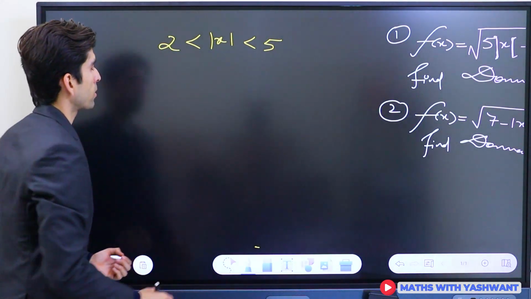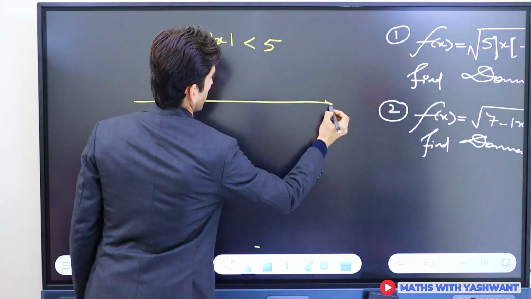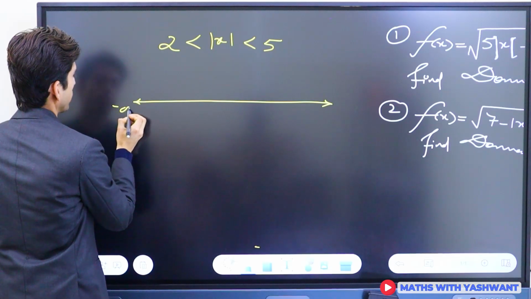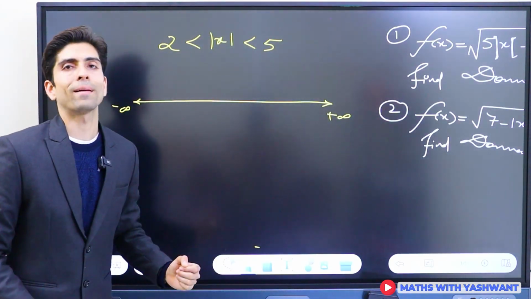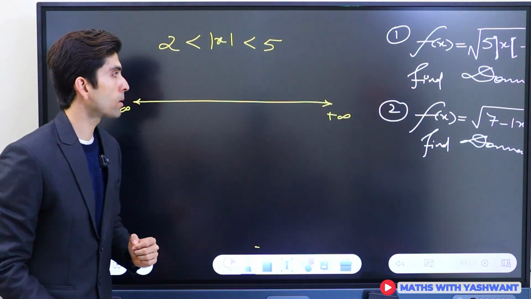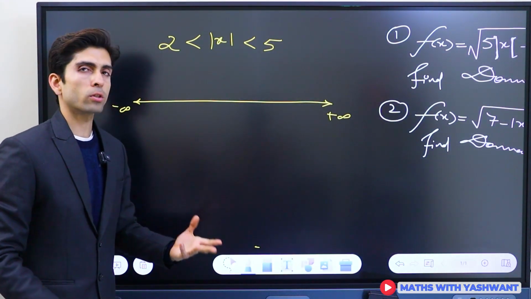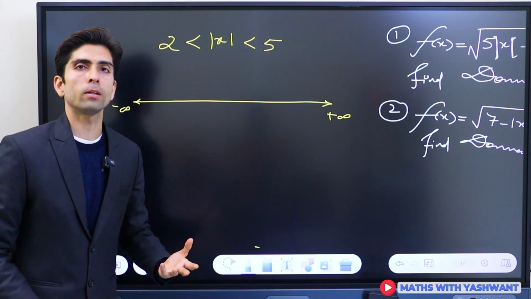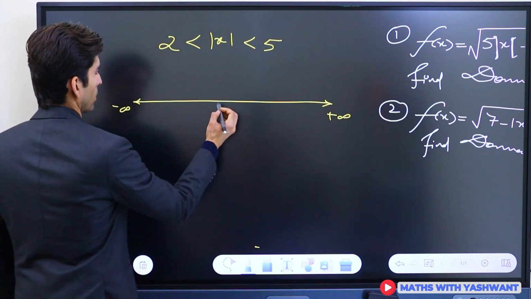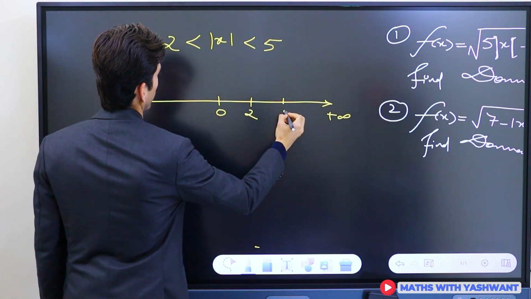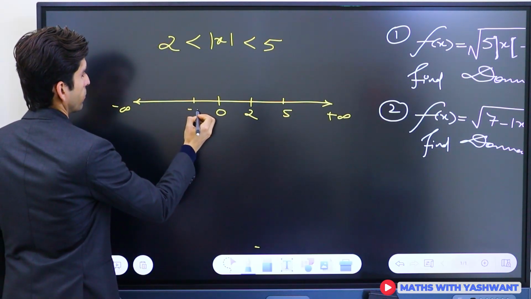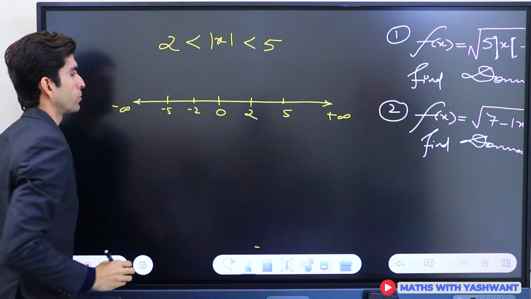For this purpose, let's draw the number line, which runs from negative infinity to positive infinity. With respect to this inequality, we'll mark some important numbers on this number line just for the ease and convenience of our solution. So we mark 0, we mark positive 2 and positive 5 on the right side of 0, and negative 2 and negative 5 on the left of 0.